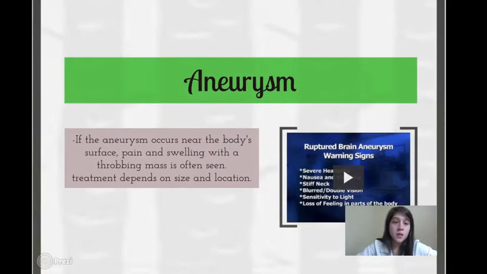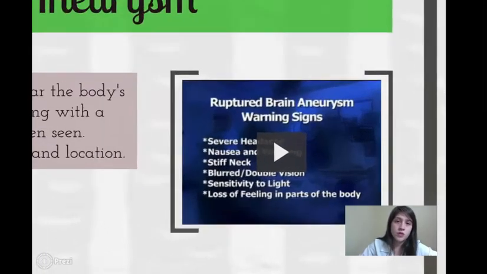So we see it's also a hereditary disease. What about the symptoms and the treatment? If the aneurysm occurs on the body surface, pain, swelling, and a throbbing mass are often seen. If it occurs in a deeper part of the body, it is usually asymptomatic. And the treatment depends on the size and the location of the aneurysm.